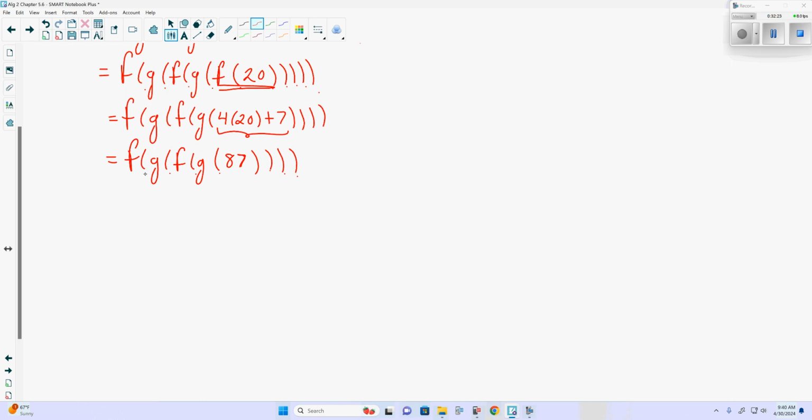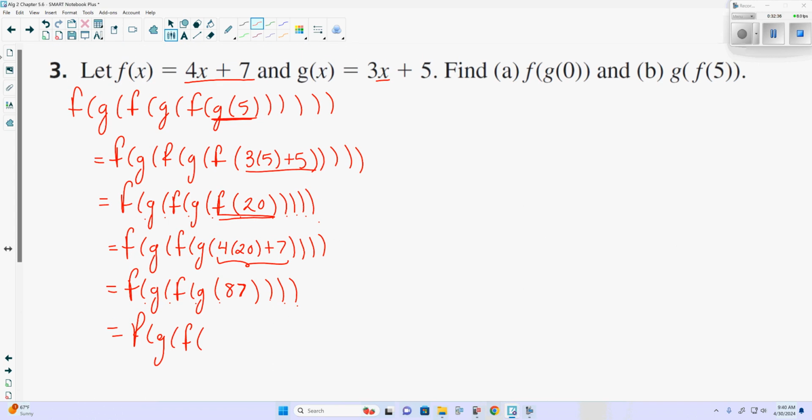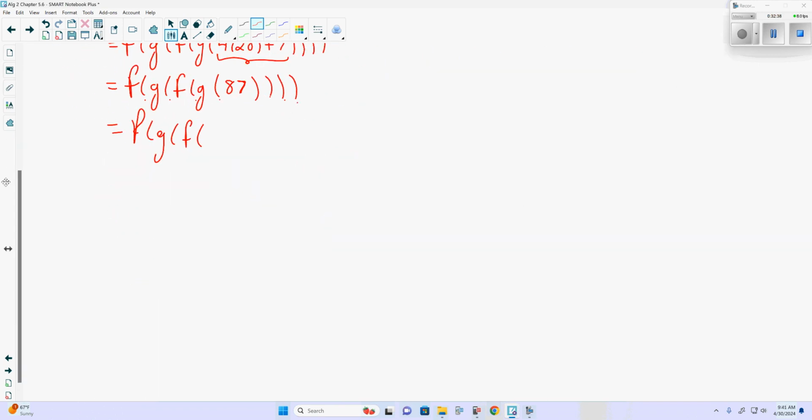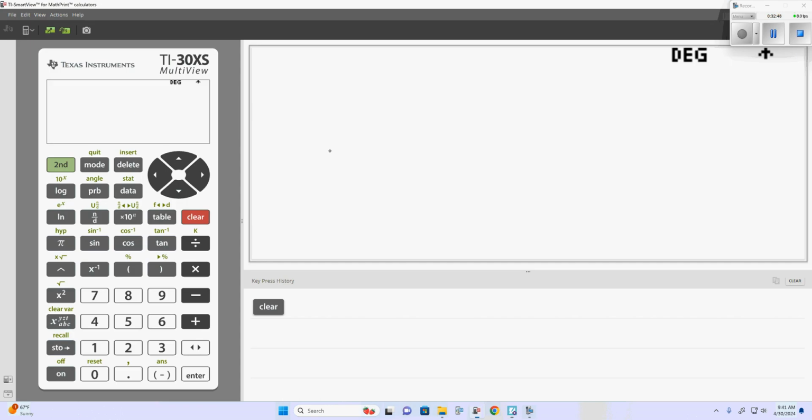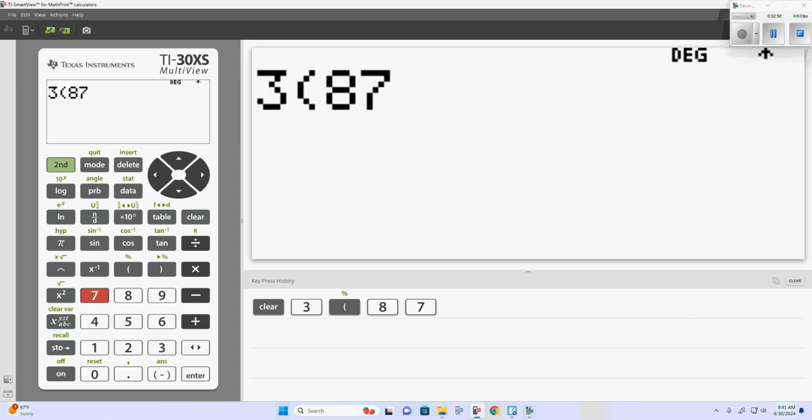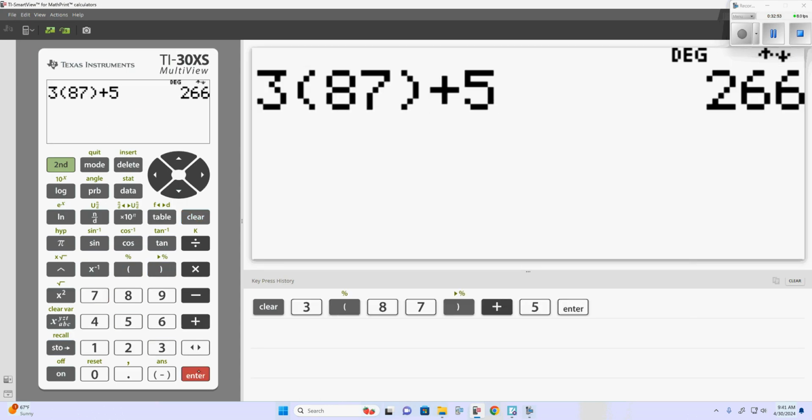Because now we're taking what? G of 87. Yeah, we just keep going and do it again. So now 3x plus 5. Now it's 3 times 87 plus 5. $266.